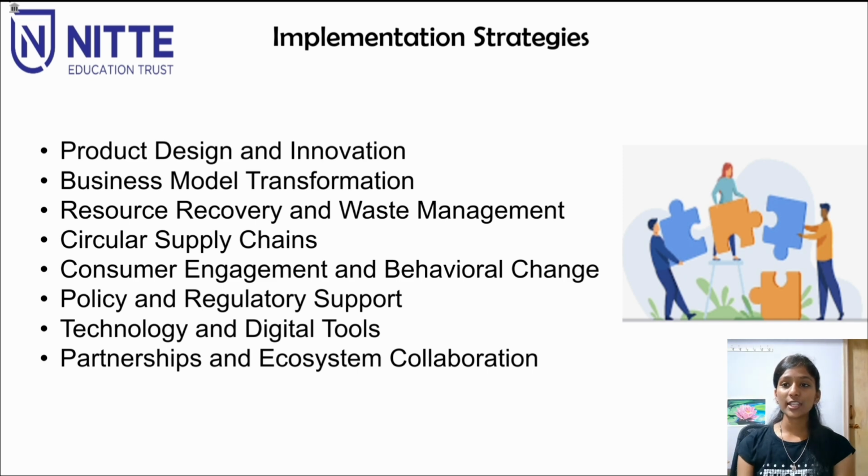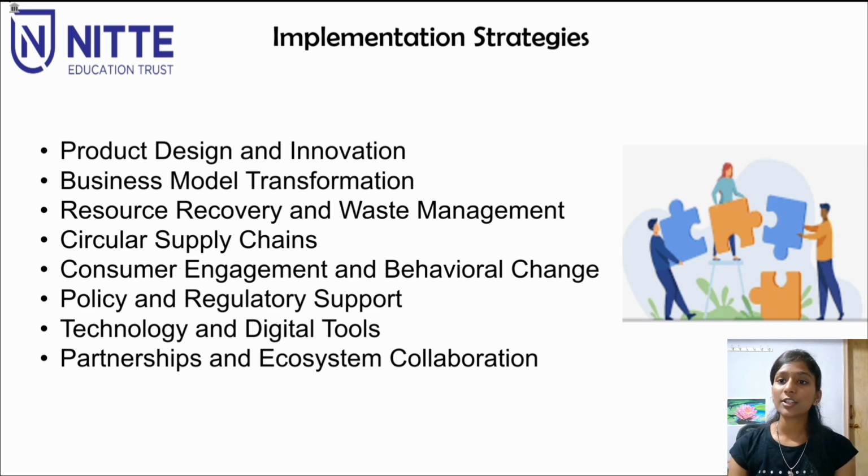Next comes technology and digital tools. The objective is to use innovation to monitor, optimize, and scale circular practices. Strategies include AI and machine learning, optimize resource use and predict material needs. Then IoT sensors monitor asset condition and usage. Digital platforms facilitate peer-to-peer sharing and product tracking.